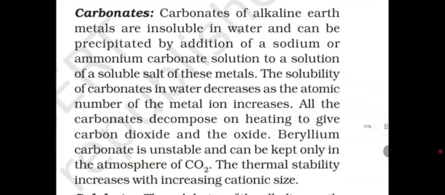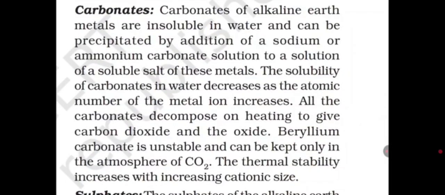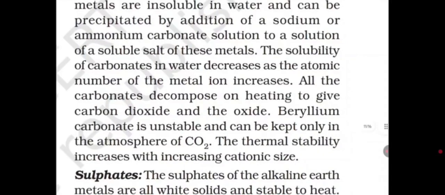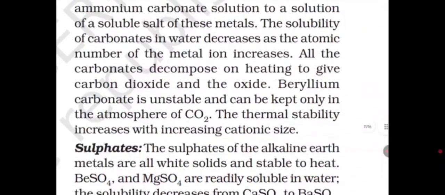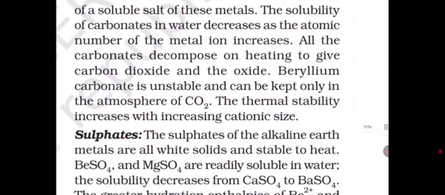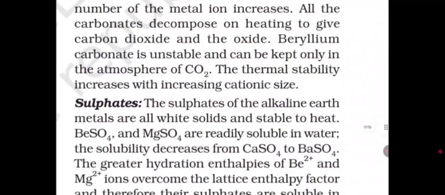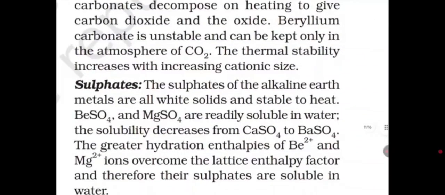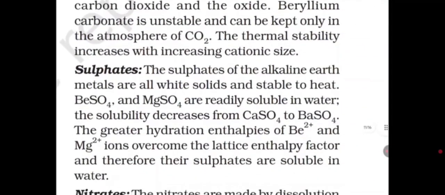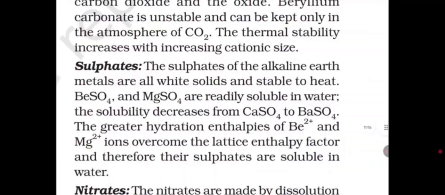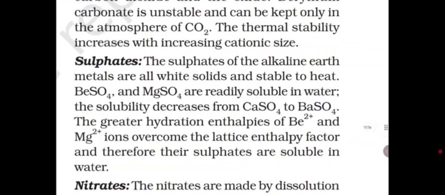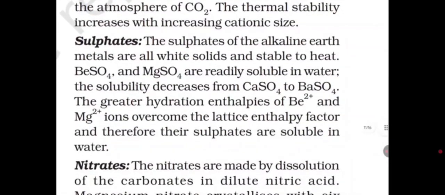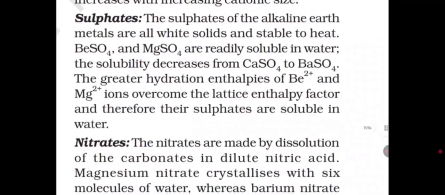Some of these are carbonates. Carbonates of alkaline earth metals are insoluble in water and can be precipitated by addition of a sodium or ammonium carbonate solution to a solution of a soluble salt of these metals. The solubility of carbonates in water decreases as the atomic number of the metal ion increases. All the carbonates decompose on heating to give carbon dioxide and the oxide. Beryllium carbonate is unstable and can be kept only in the atmosphere of CO2. The thermal stability increases with increasing cationic size.